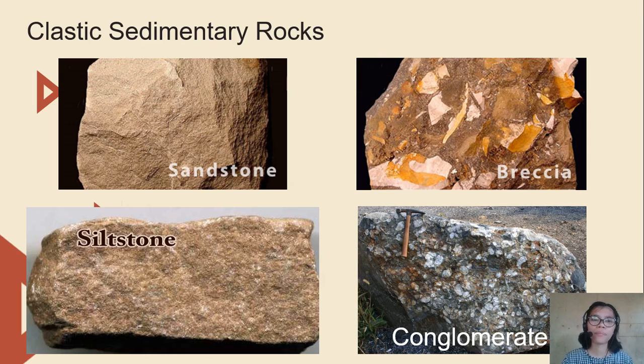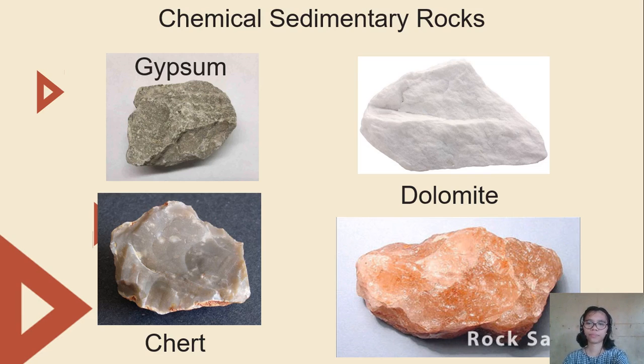Sedimentary rocks that are made up of clasts are called clastic sedimentary rocks. A comparable term is detrital sedimentary rocks. Clastic sedimentary rocks are dominated by components that have been transported as solid clasts, such as clay, silt, sand, and so on. So, clastic sedimentary rocks are made of broken pieces of rocks or sediments. For example, we have here sandstone, siltstone, breccia, and conglomerate.